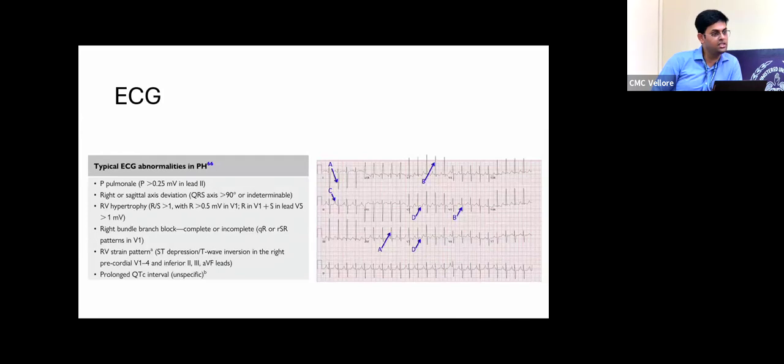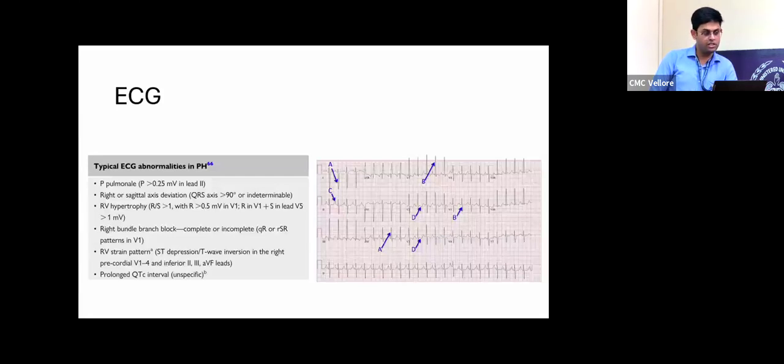How do you say axis in an ECG? Two perpendicular lines: the isoelectric and perpendicular to it. Or you can see which is the predominant wave in the inferior leads. It is more towards the axis, more towards that. And you can see the RV strain pattern. When an RV strain pattern is present in an ECG in a case of pulmonary hypertension, usually it is advanced pulmonary hypertension.